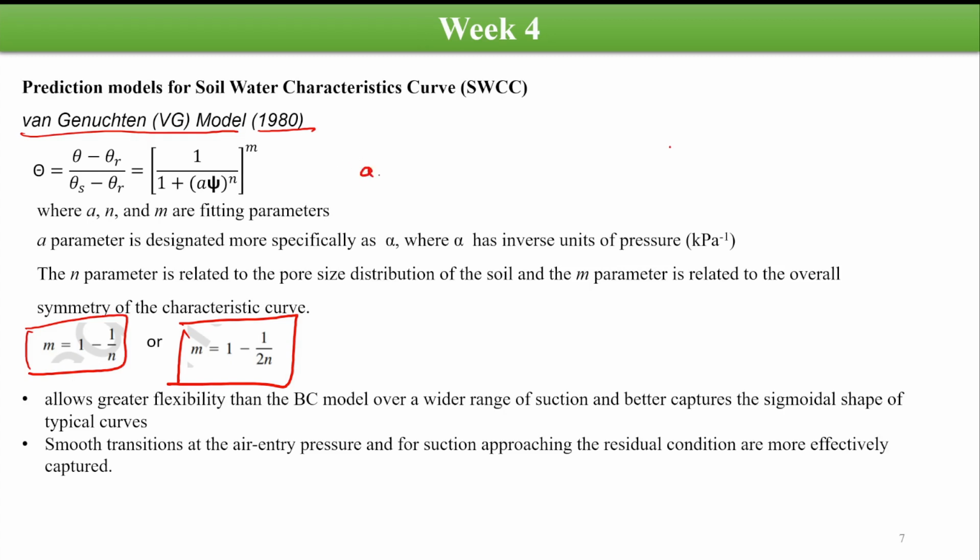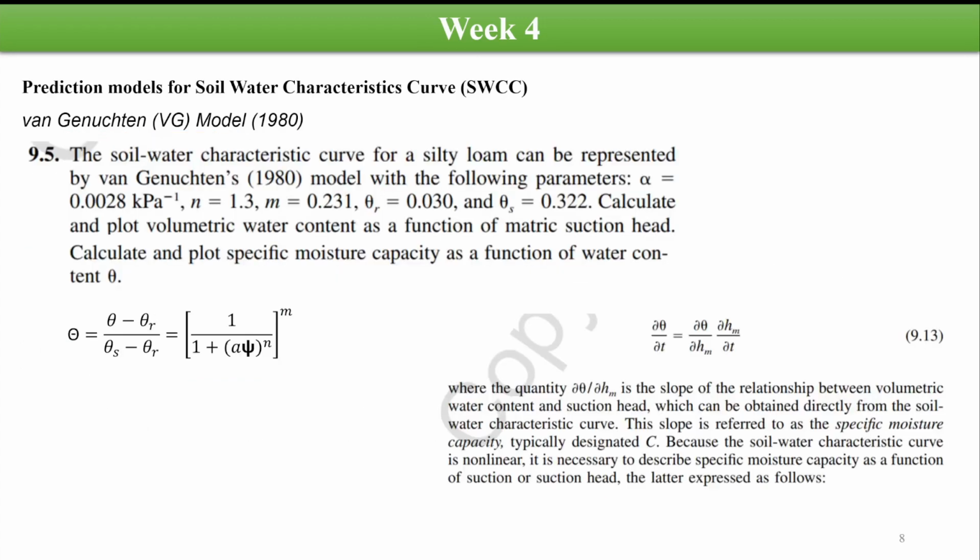Here we can see that a, n, and m are unknown parameters which will require fitting. So these are called the fitting parameters. They are obtained based on the best fit to the experimental data. This a parameter can also be designated as alpha, and alpha has the inverse units of pressure. The Van Genuchten model provides more flexibility than the Brooks and Corey model, and it can be used for a wide range of soils, and it's better at capturing the sigmoidal shape of the typical curves, right?